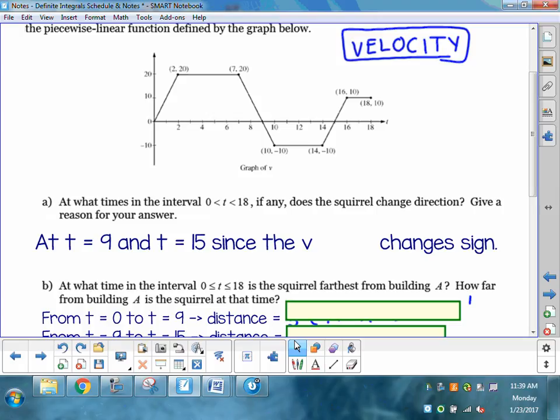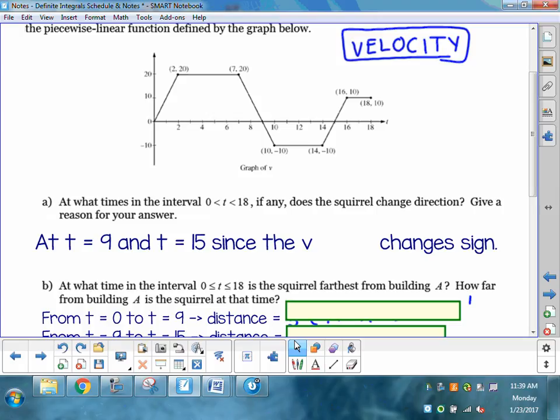Okay. Next one up. At what time is it furthest from the building? And how far is the squirrel from building A? At what time in the interval is the squirrel furthest from the building? So we need to figure out when it's furthest away and how far from building A is the squirrel at that time. The velocity tells you the distance and the direction that this squirrel is running.